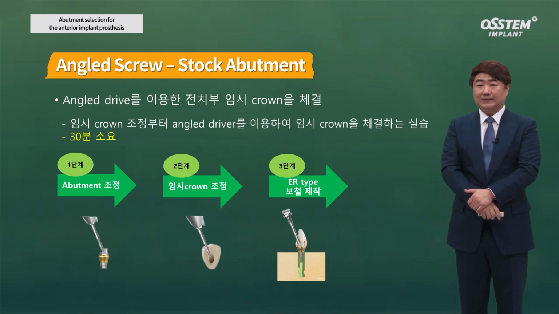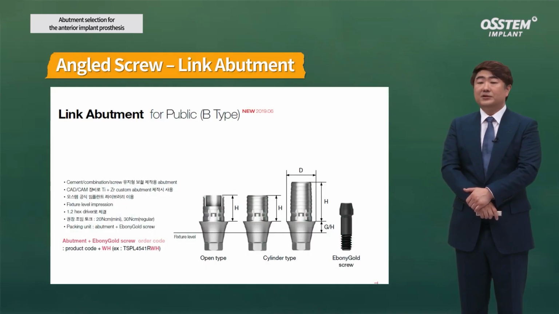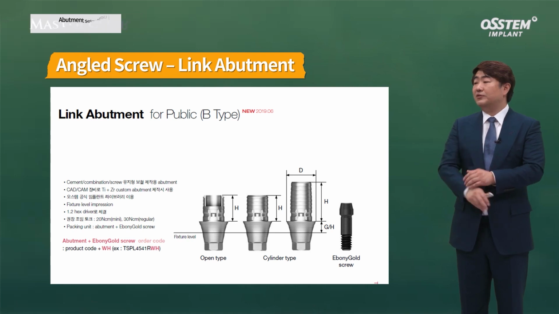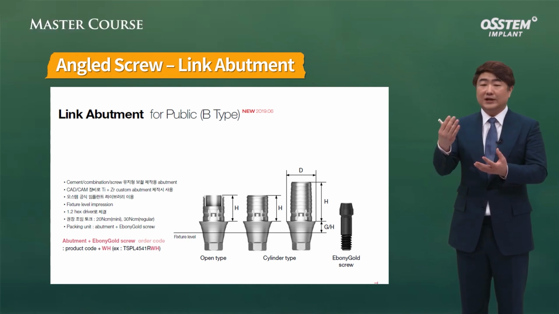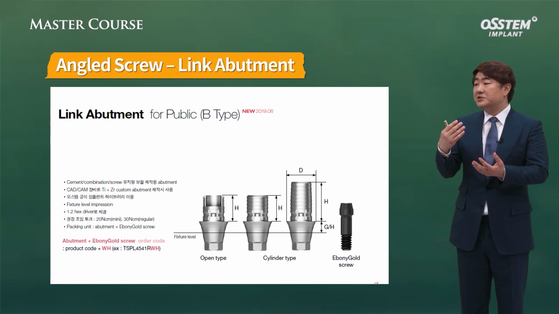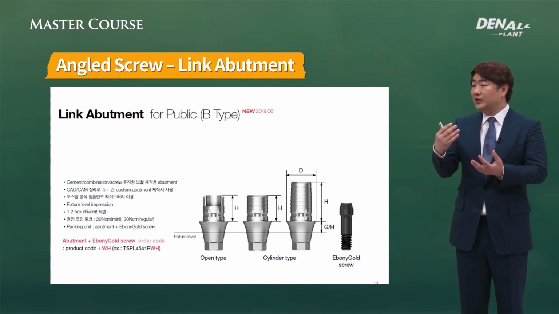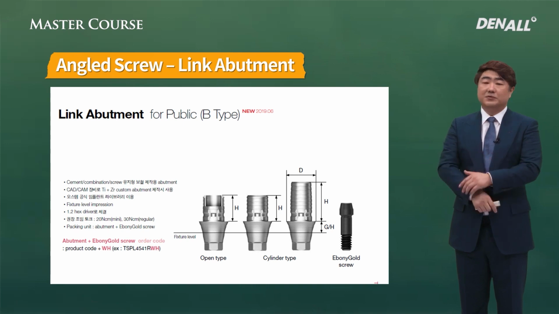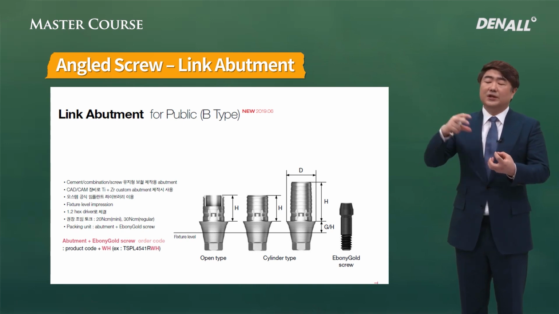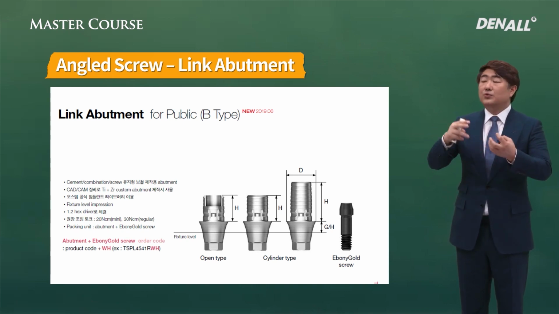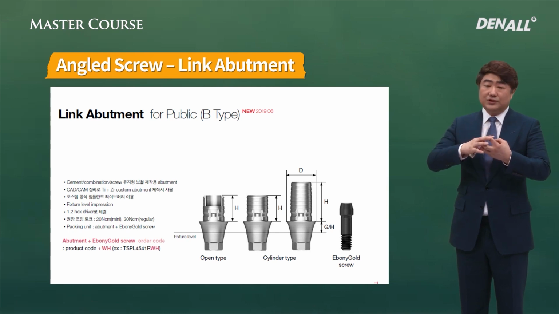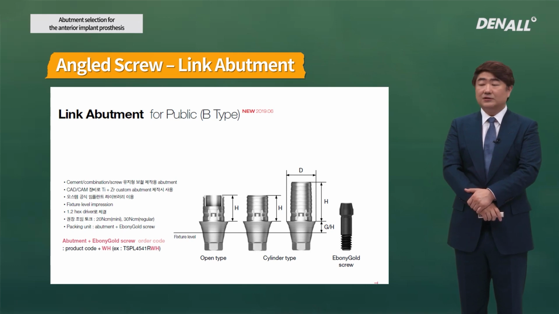As for the link abutment like this, if you use the open type, the screw hole can be angled. But there's a limitation. Also, sometimes you have to do some cutting. And if you cut the link abutment, then in terms of retention power, the crown that goes on top of it, the mesostructure abutment, may not hold for long. So I don't recommend cutting the link abutment.